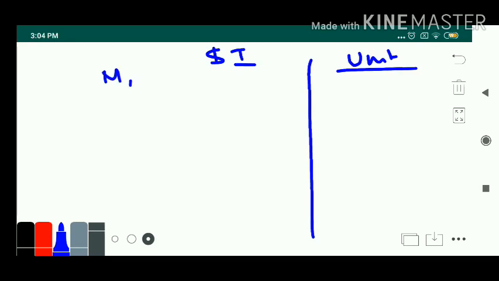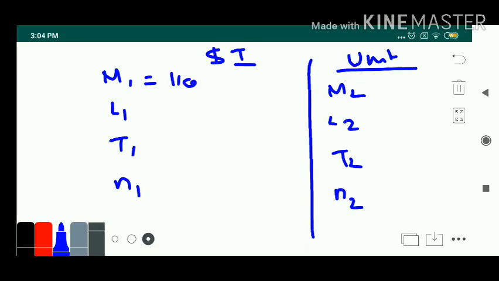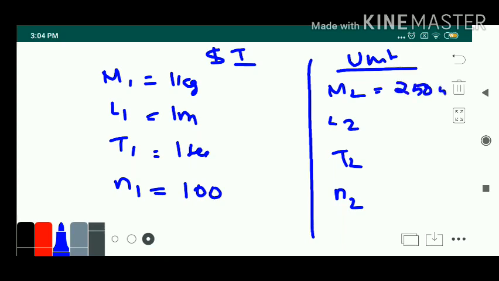Now M1, L1, T1, N1, M2, L2, T2, N2, right? Now M1, that is the SI system, which is given for you: kilogram, length meter, time seconds, and N1 is given as 100. M2, I don't know the unit, that is given as 250 grams. Now L2 is given as 20 centimeter, T2 is given as half minute, right? N2 is the question.